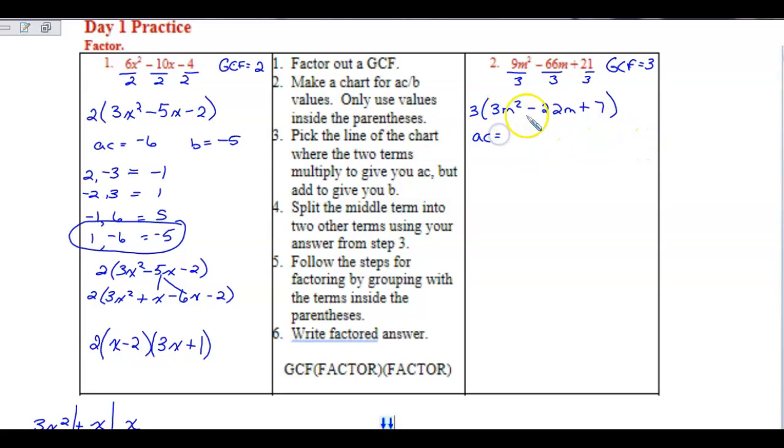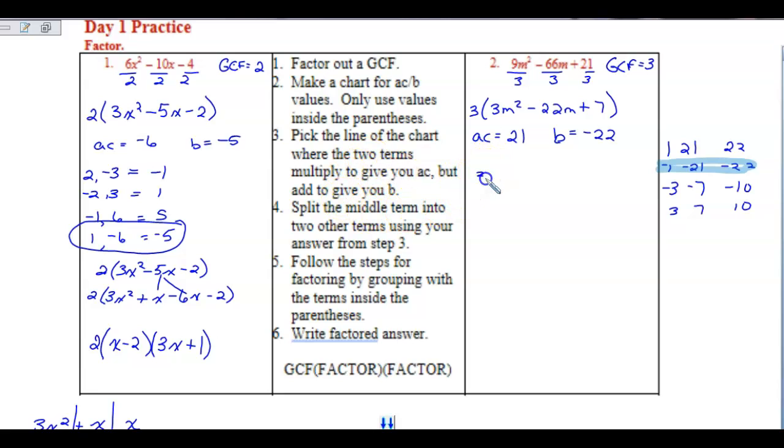My AC is going to be positive 21, and my B is going to be negative 22. To make 21, I have 1 and 21, or negative 1 and negative 21. I also have negative 3 and negative 7, or 3 and 7. 1 plus 21 is 22. Negative 1 plus negative 21 is negative 22. That's negative 10, and this is positive 10. We are looking for a negative 22. So negative 22 would be this one right here.